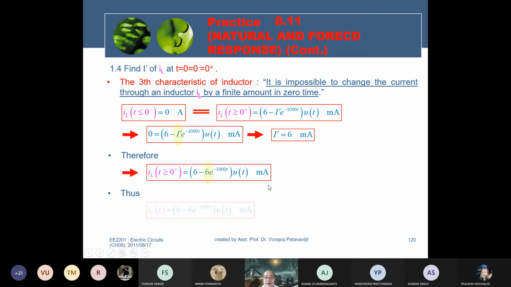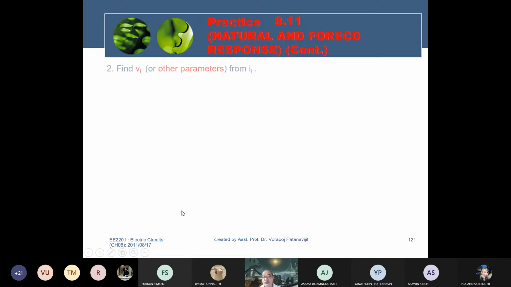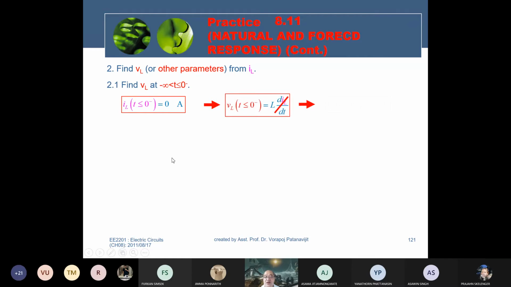Next, the question asks you for the inductor's voltage. For time less than 0, no current flows in the inductor, so no voltage across it. Therefore the inductor current equals 0 and the inductor's voltage equals 0 too.